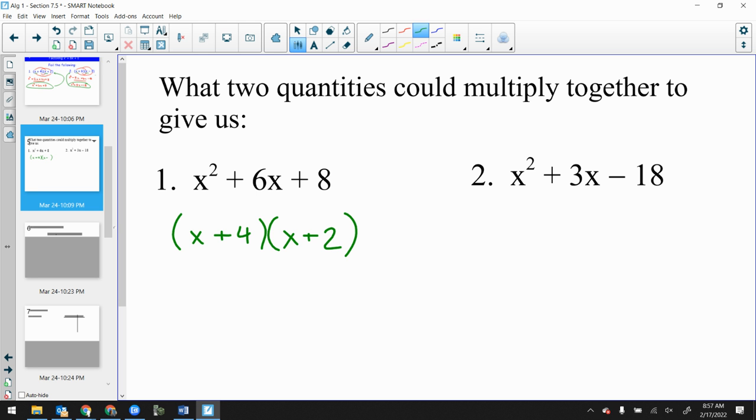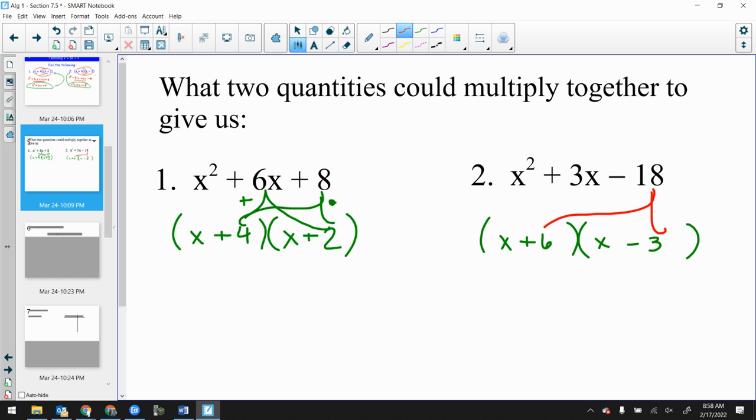And they were 4 and 2, because 2 times 4 is 8. Like 2 times 4 is 8, and 2 plus 4 is 6. Is that same thing true for this? Yeah, we just looked at it. x plus 6, x minus 3. Look, I have 6 times negative 3 is negative 18. And 6 plus negative 3 goes there.